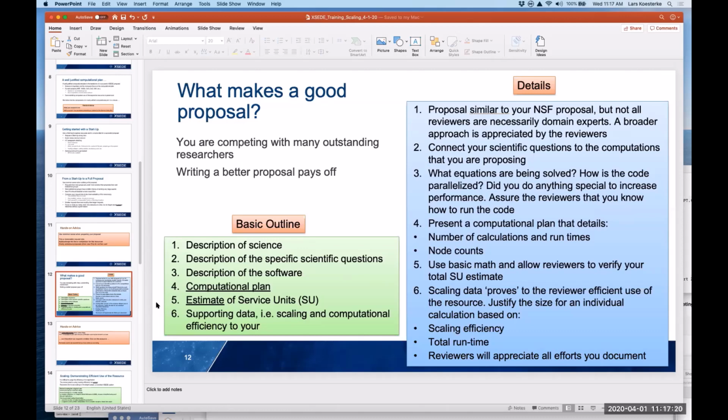And of course, you don't have to go into as much detail as in your NSF proposal, because you're not justifying the science you want to do. The next step is you connect your scientific questions to the computations that you are proposing. So there should be a connection: I'm working on this scientific question, and these are my computations that I think will help me answer these questions.